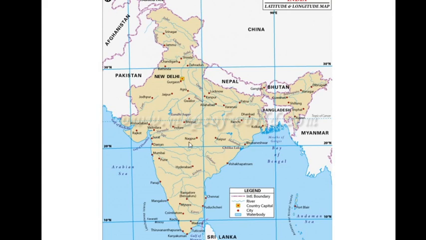Now, why is this latitudinal and longitudinal position of a country or a particular place important? Because the environmental conditions of a place largely depend on the latitudinal and longitudinal position of that place in the world map, and it is the environmental condition which is largely responsible for the kind of plants growing in a particular area. So that's why it's important for us to know especially the latitudinal position of India. Have a look at this map.